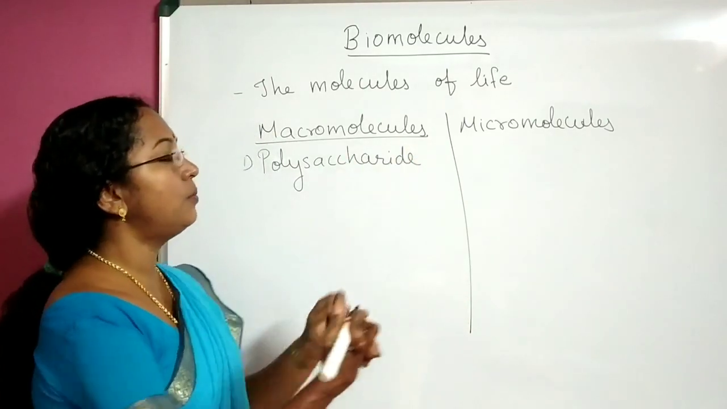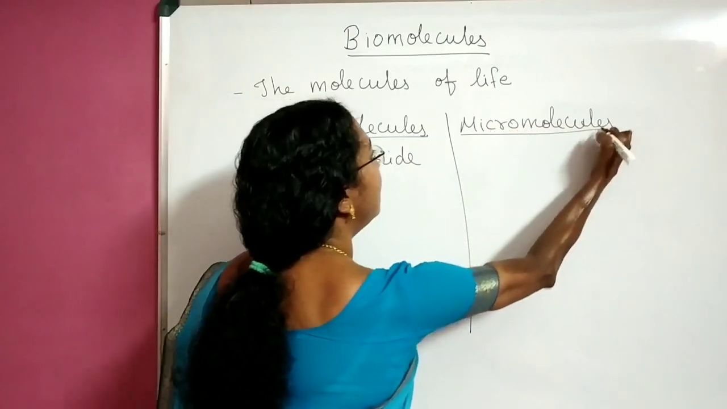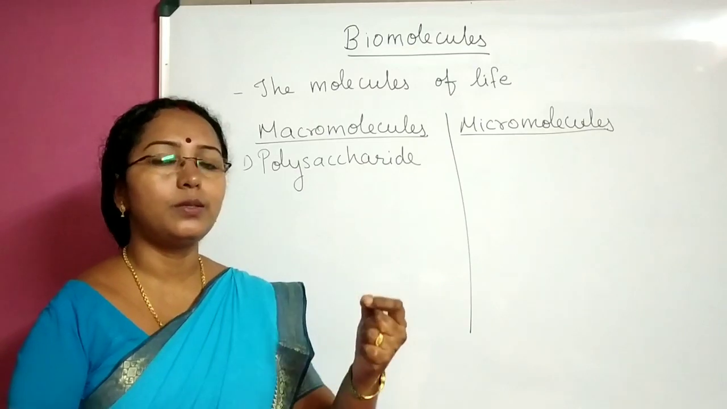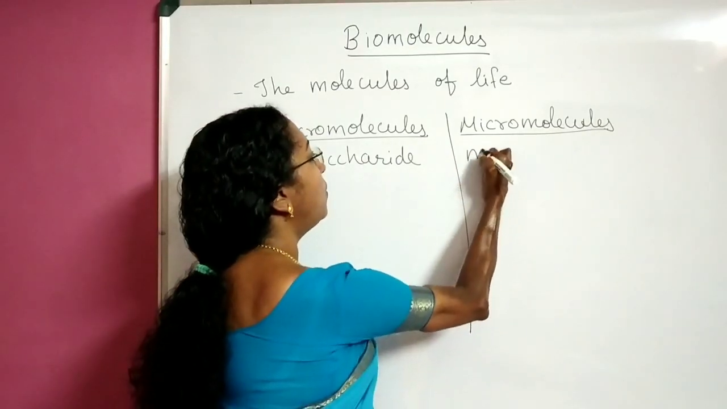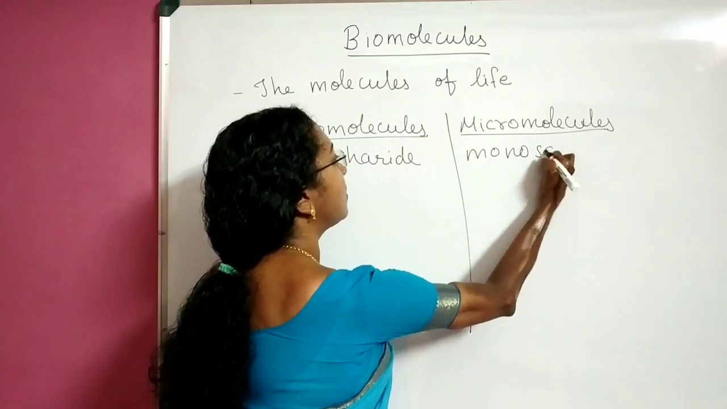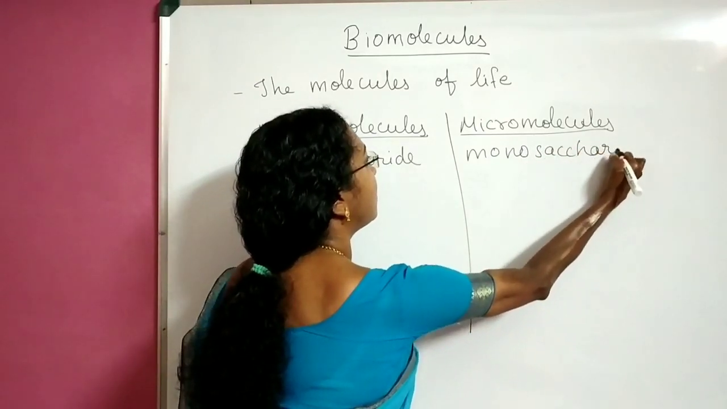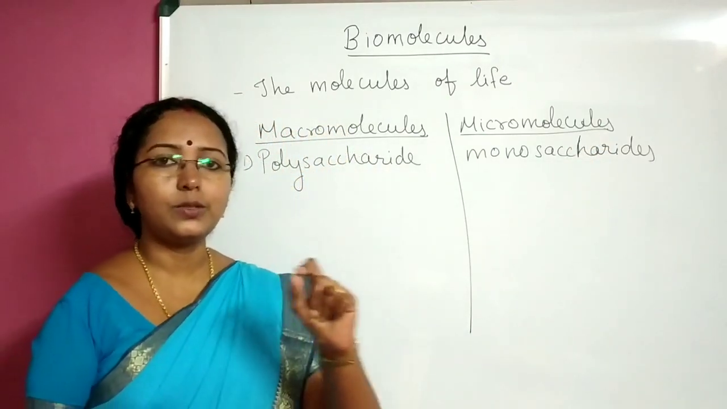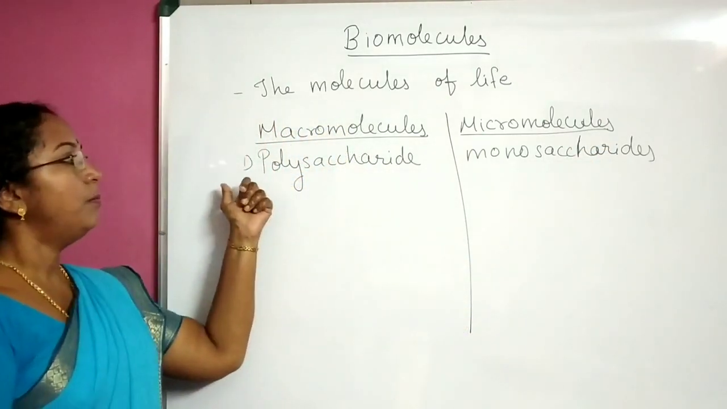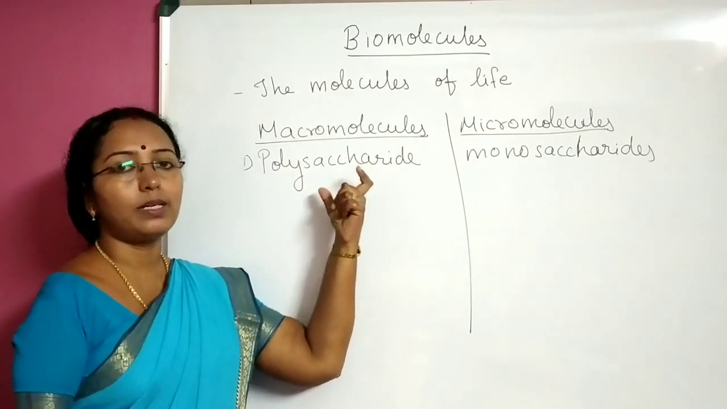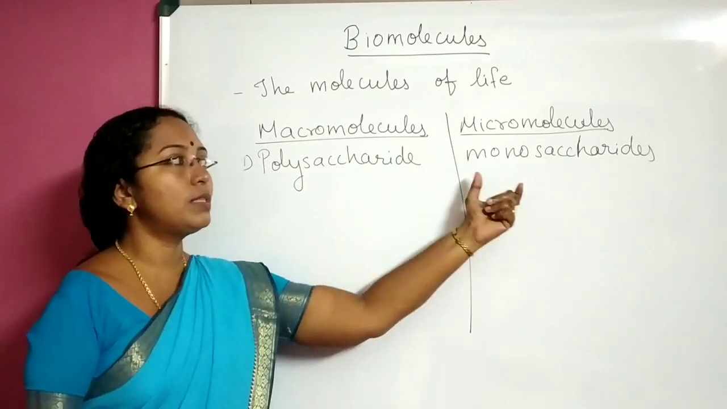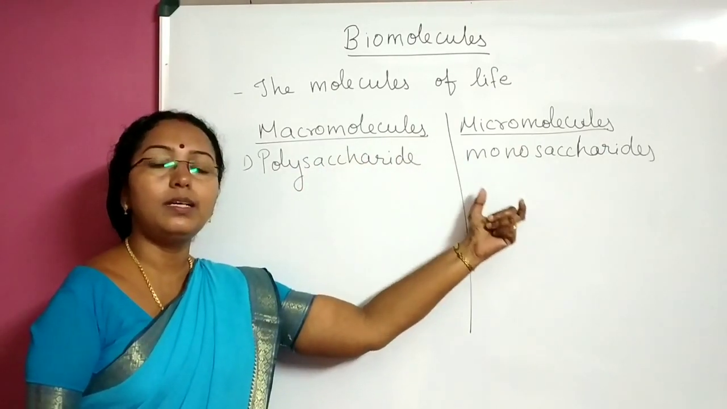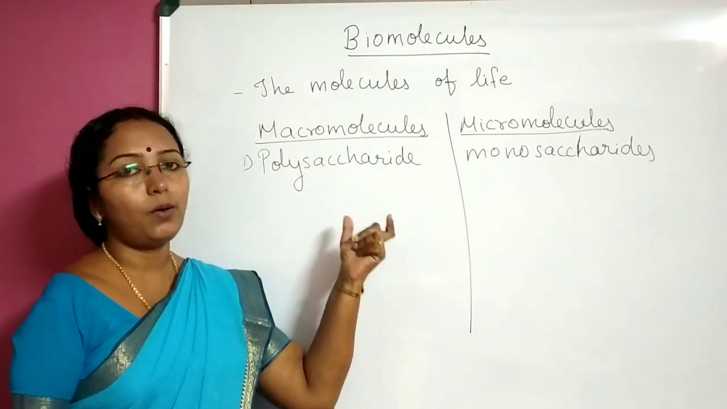So what is it made up of? It is made up of small sugar units, isn't it? You call those small sugar units monosaccharides. Mono means single sugar units; many sugar units linked together is called a polysaccharide. So monosaccharide, polysaccharide. Here we can say this monosaccharide is the building block of this particular polysaccharide.